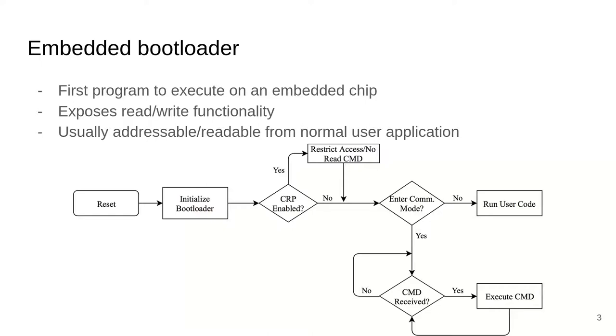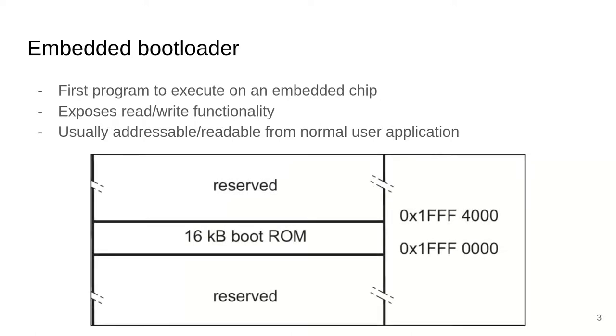So a bootloader is quite a critical piece of software since it exposes read and write functionality. So basically, if you can bypass any security units, you have full access to the chip's memory. And then finally, which is quite important for our research, it is addressable or readable from a normal user application. So in a data sheet that would look like this, where you typically have a certain area in memory reserved for the boot ROM. The reason we were interested in this is because we can actually read out this bootloader firmware, let's say, and analyze it, and thus make our attacks more effective based on this binary.